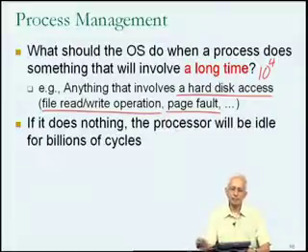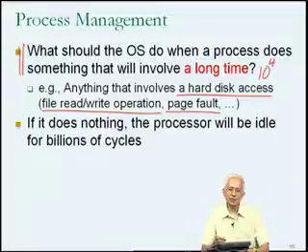So, the question is a relevant question, because if a process does some operation which results in a disk access being required, and if the processor waits for the disk operation to complete, in other words, if the processor does nothing while the disk operation is going on, then from the processor's perspective, this is going to take billions of cycles. Remember, the processor is substantially faster than the disk.